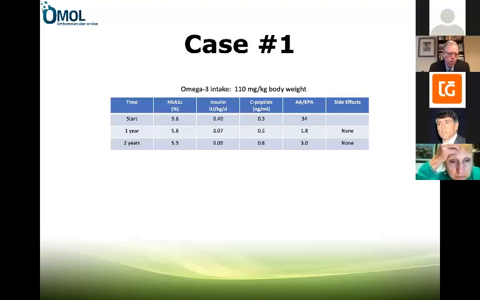The C-peptide, a marker of basically production of insulin in the pancreas, is still increasing.